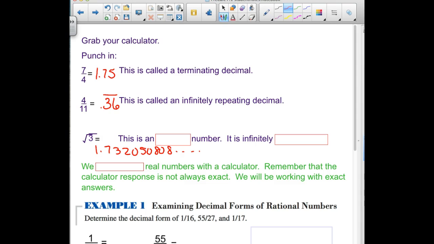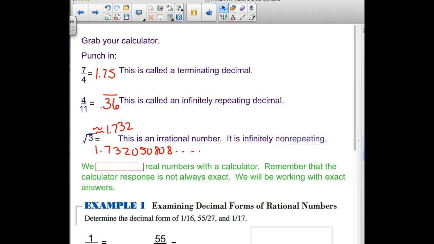So I would write this as approximately 1.732. But it is a non-terminating decimal, so it is an irrational number. And it is infinitely non-repeating as well.